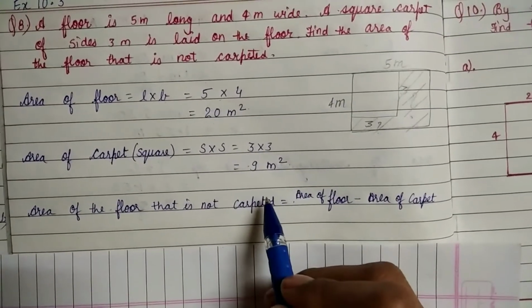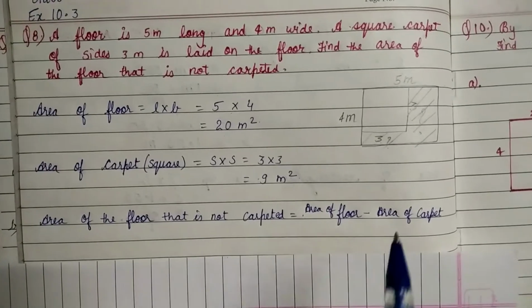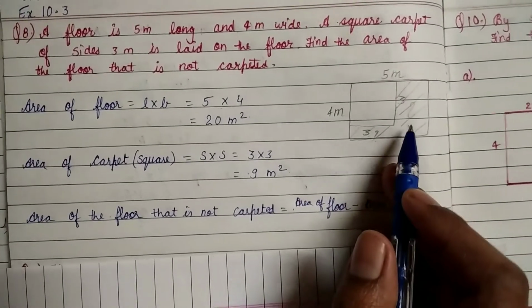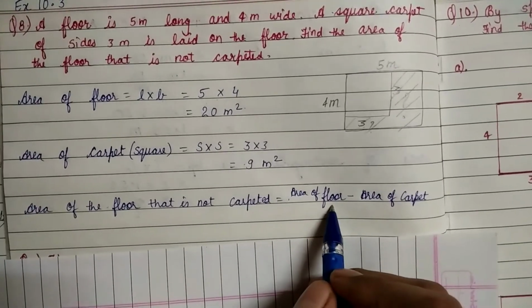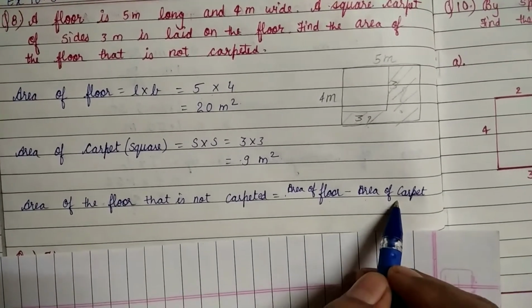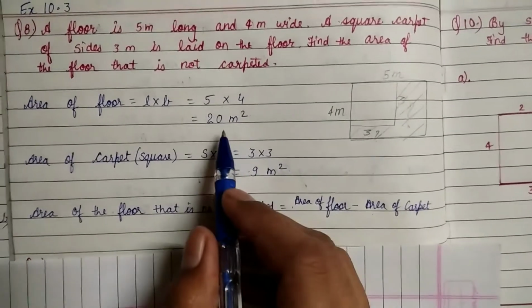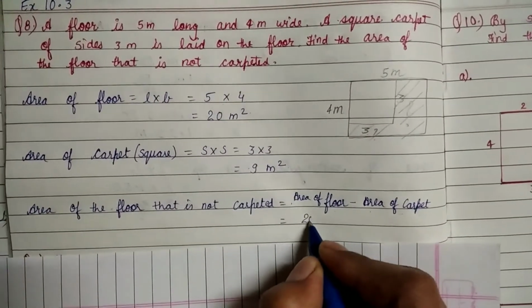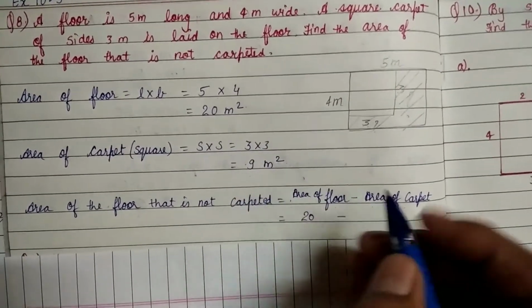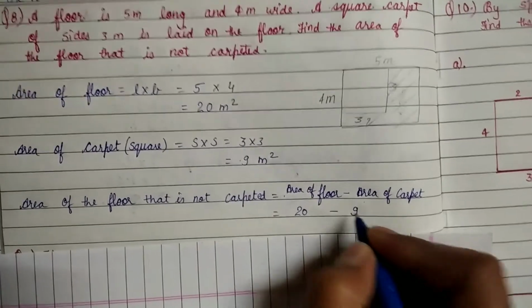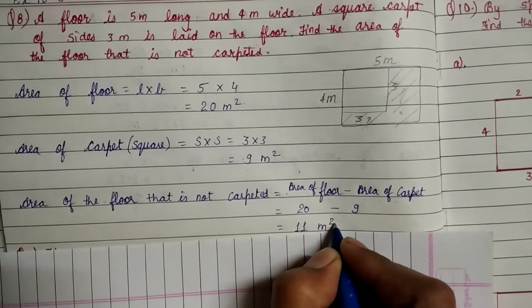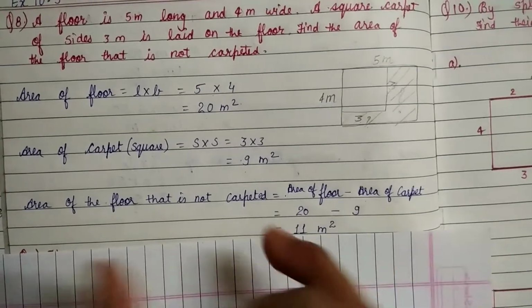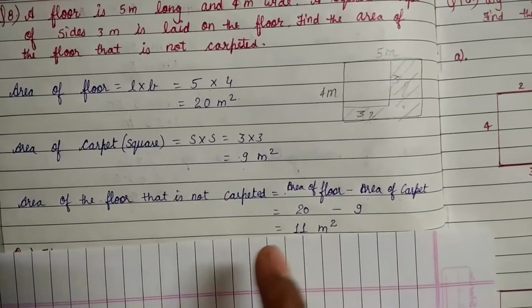Now what we have to find? We have to find the area of the floor that is not carpeted. That's why it is equal to area of floor minus area of carpet. Area of floor we saw is 20 meter square and the area of carpet is 9 meter square, which will give us 11 meter square. That is the area of floor that is not carpeted.